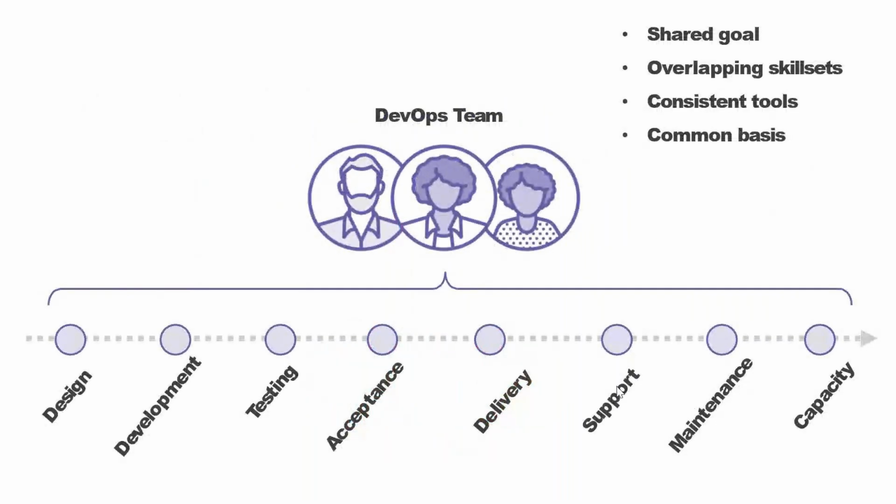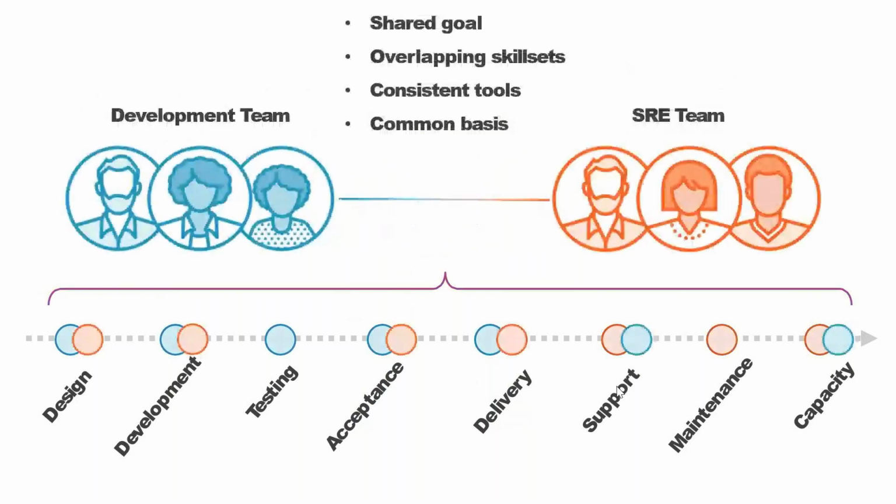So in a DevOps team, as we discussed last time, there is a team involved in everything: design, development, testing, acceptance testing, delivery, support, maintenance, and capacity planning. They have shared goals, overlapping skill sets, consistent tools, and a common basis. But the SRE team is still a separate team that works with them. Are you understanding? Look at this: DevOps team, one team; SRE team is still a separate team, but they work very closely with the development team and engineering team. Are you understanding?